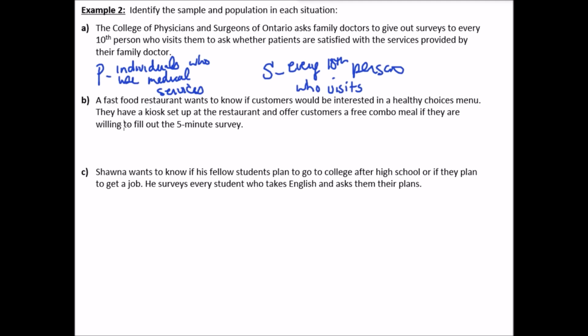Okay, B. A fast food restaurant wants to know if customers would be interested in a healthy choices menu. Okay, so already we know that the population is probably going to be something along the lines of customers that eat at this fast food restaurant. Okay, they have a kiosk set up at the restaurant and offer customers a free combo meal if they are willing to fill out a 5-minute survey. Okay, so people who go to this restaurant, customers of the restaurant. Let's say FF, fast food restaurant.